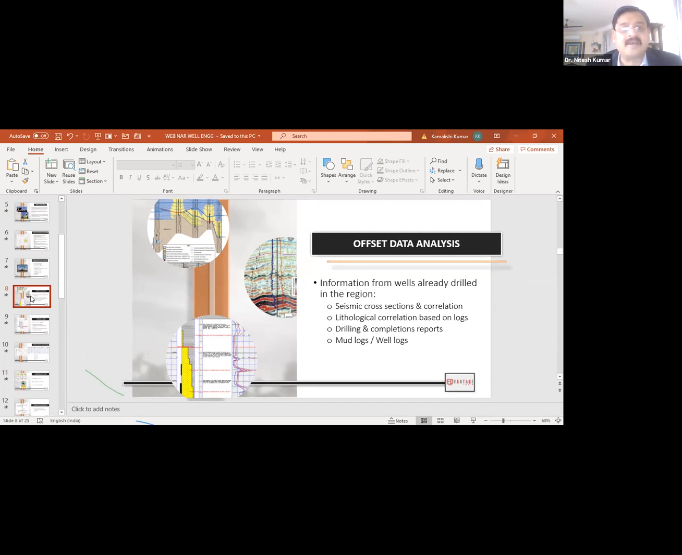Likewise, a seismic cross-section can identify, like in this particular figure, between the wells, you can see curvy lines going on. So different stratigraphic correlations can be made, right? And drilling and completion reports will tell you where you have taken a kick, or if there was a mud weight increase at a particular depth, or what kind of hole sizes you ran. So things like that will get clearer when you review your offset data, and with that review, you can build a robust well design. All right, guys.